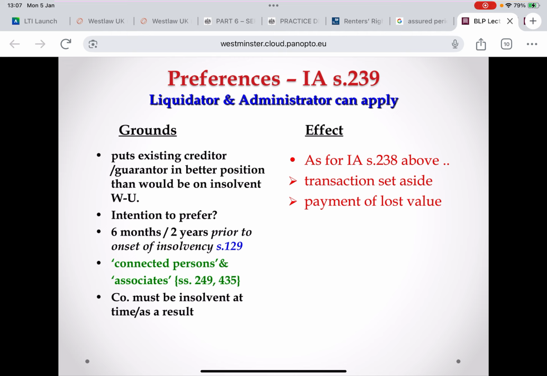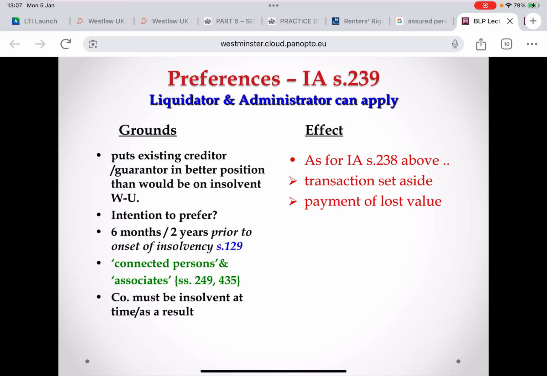But interestingly, everybody, where the alleged preference is in favour of a connected person or an associate, there is a presumption to that effect. An interesting point. Time periods for going back, 6 months or 2 years prior to the onset of insolvency. Think about the date of issue of the winding up petition of court. 6 months where the alleged preference is in favour of a non-connected person, but a whole 2 years where the alleged preference is in favour of a connected person.